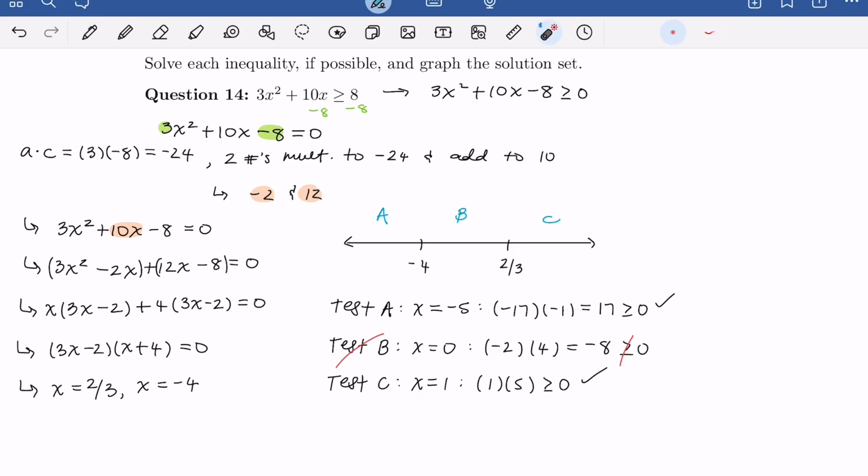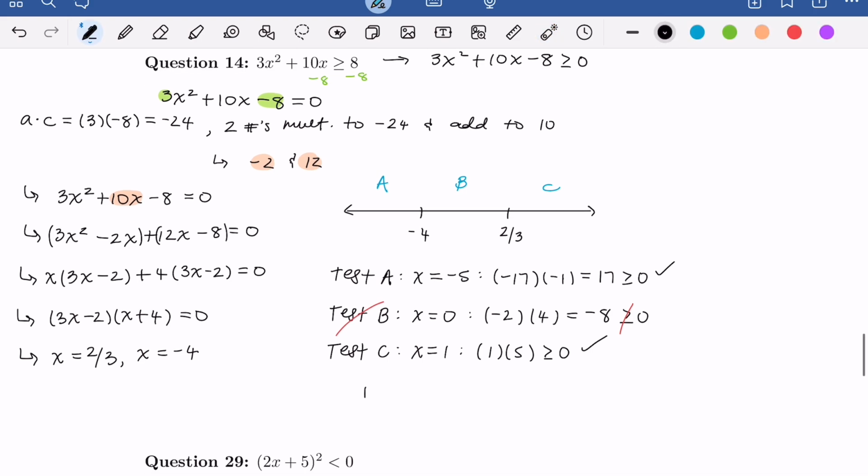So that means everything in interval A and C is going to satisfy this inequality here, but nothing in B will. So our final answer, which we'll write in interval notation, is going to be everything in interval A, so everything less than -4, which is -infinity up to -4. And what we're going to do is use brackets here to include this value of -4. Remember, -4 is a solution to this when our equation is exactly equal to 0.